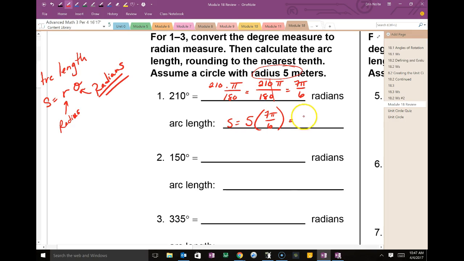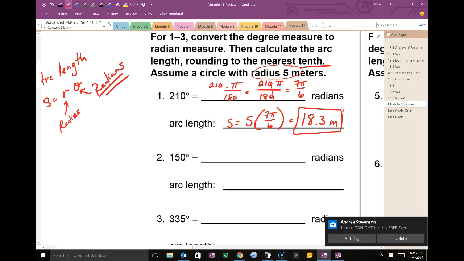18.32. Okay, let's round to the nearest tenth. So you said 18 point what? 18.3. Is everybody able to get 18.3? Everybody okay there? And do make sure that you label your arc length because it is a unit of measurement. In our scenario we're working with meters, so make sure you label yours. Do I need to do another example of converting degrees to radians? Do I need to do another example of arc length?